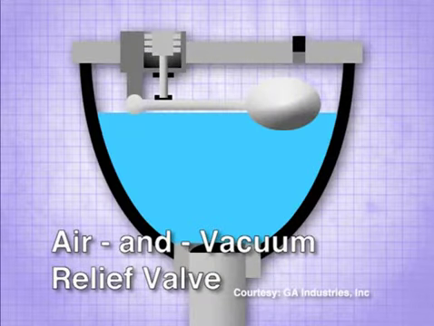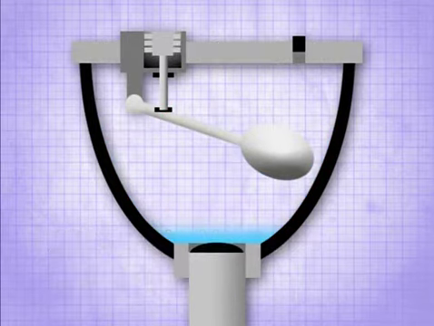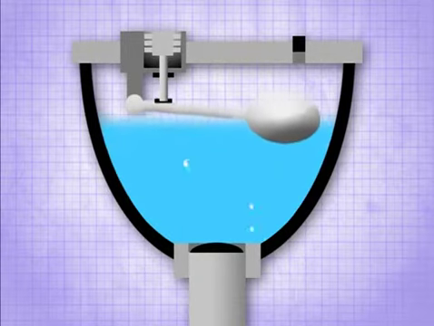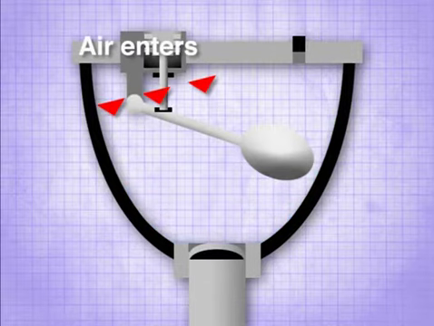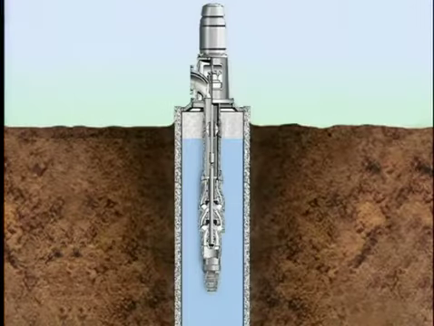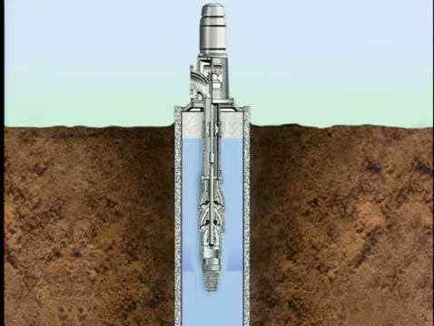Another type of relief valve is an air and vacuum relief valve. A float-operated valve allows air to escape when the float is down. When water enters the container, the air vent valve is closed. If a vacuum occurs, the relief valve allows air to enter the system. A common application of air relief valves is on the discharge of a well pump. It will vent air that has accumulated in the well column while the well is idle, so the air won't be blown into the distribution system.